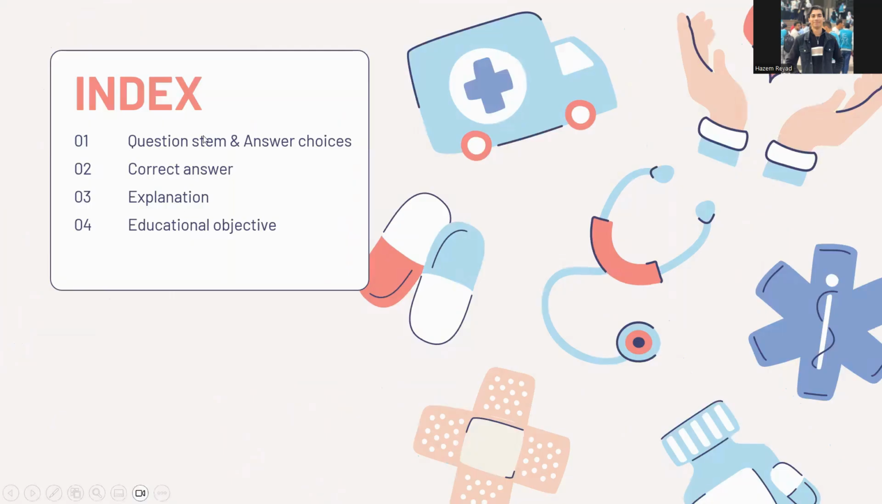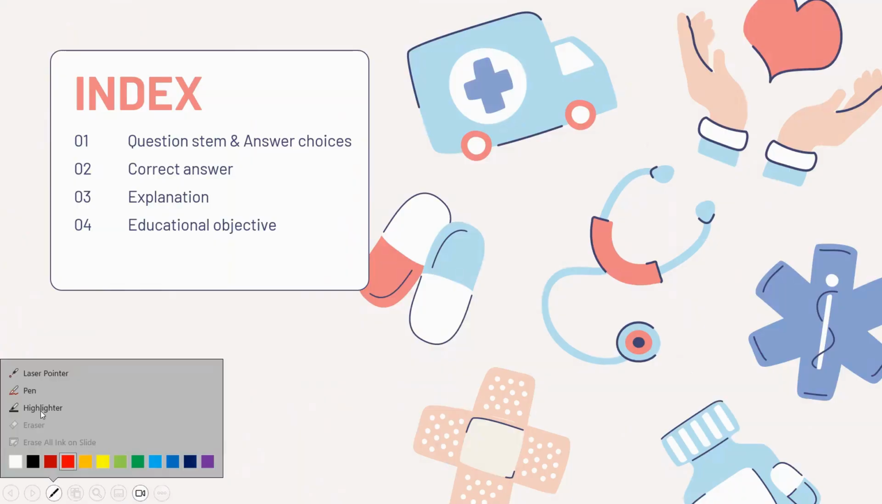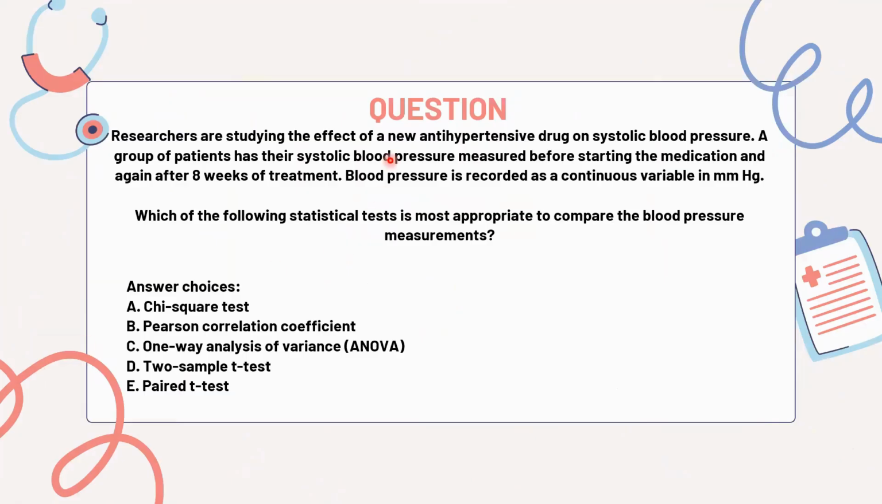So, as we go through the question stem and the answer choices, and then the correct answer and the explanations and the educational objective, as we always do. Okay, so we have a question here, and as we said before, there is a strategy. The strategy is to look at the last line to know what the examiner is asking us. So here he's asking about the statistical test that is most appropriate to compare blood pressure measurements.